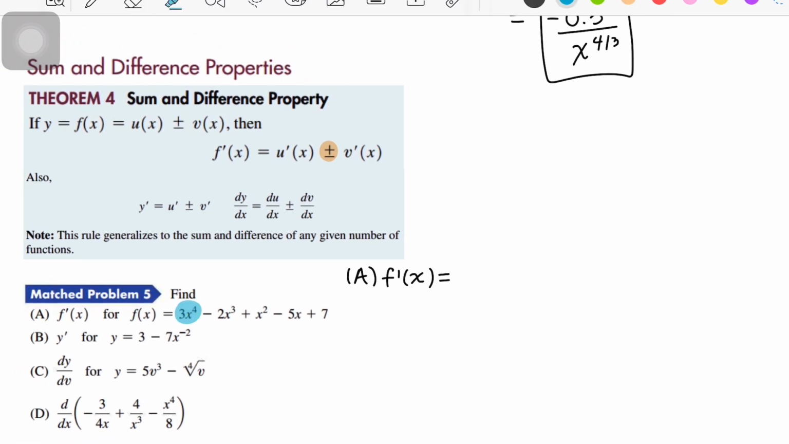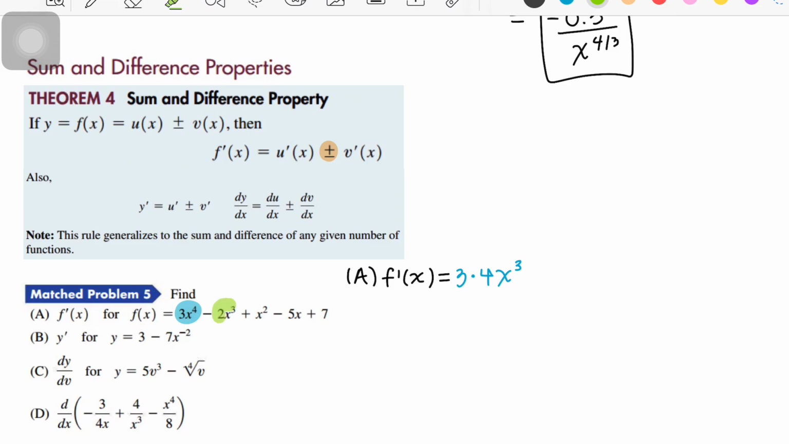So we're going to look at 3 times x to the power 4 first. So we're going to use a couple different rules here. Remember our constant multiple rule? So we have a 3 multiplying our function. And then we also are going to use our power rule here. So our 4 comes down in front, and then we have x to the power 4 minus 1, which is 3.